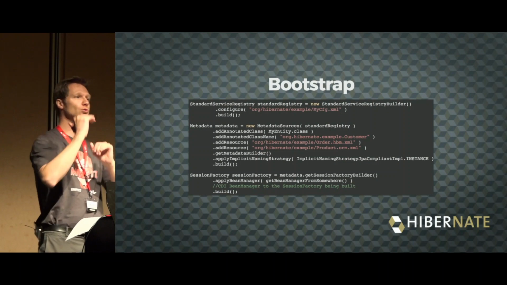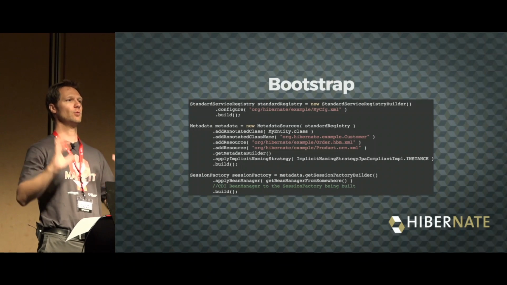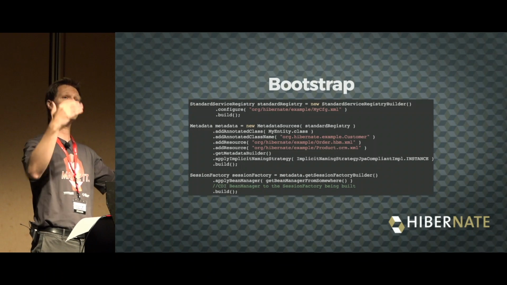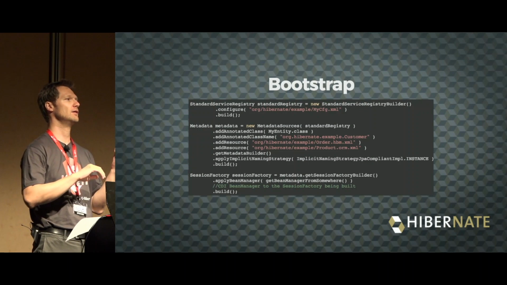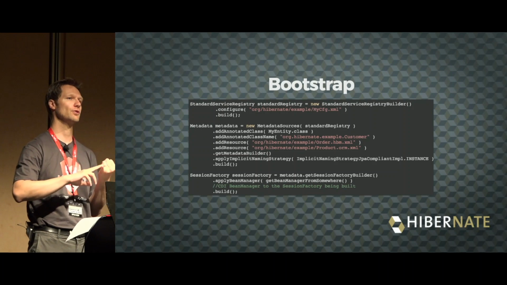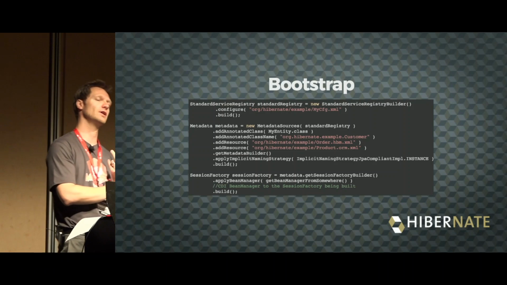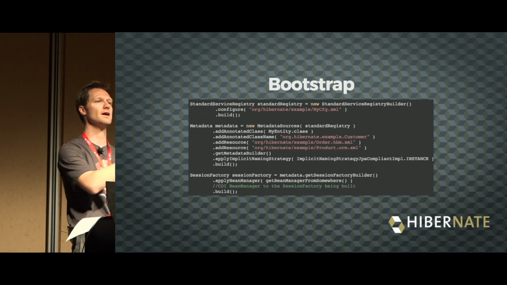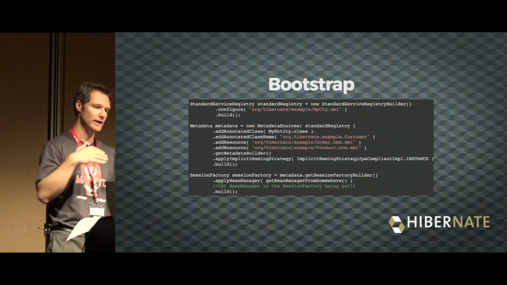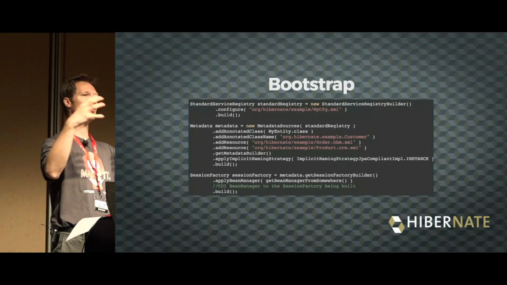The way we did that is by separating the bootstrap into different well-defined steps. The first one is to define the services we have access to. A service is like the data source or the connection pool or the second level cache or the class loader that we're using to load your class and so on and so on. So that's the first step where we get all the tools we need.